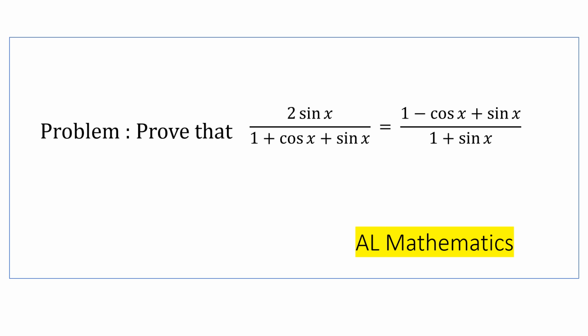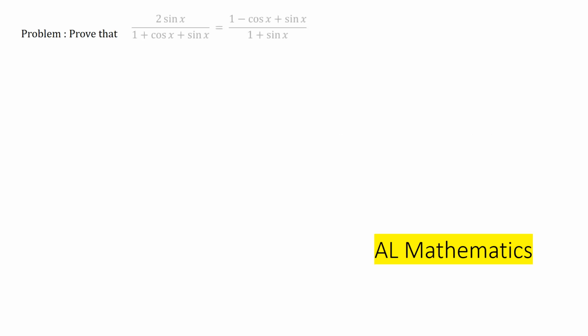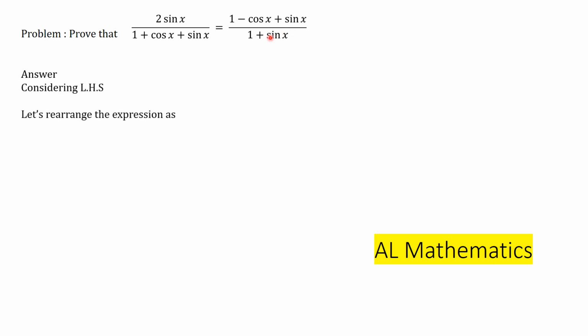To solve this problem, we have to check what has happened to the left hand side in order to derive the right hand side, or vice versa. By looking at both sides, we can see that the denominator of the left hand side is the conjugate of the numerator of the right hand side. But we can only understand it by simply rearranging the left hand side as follows.